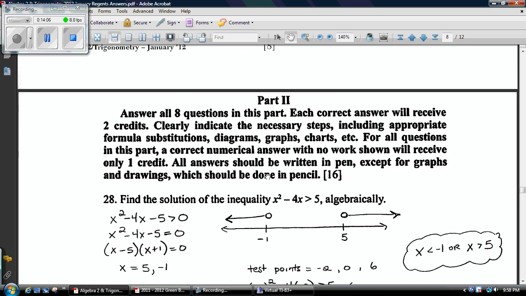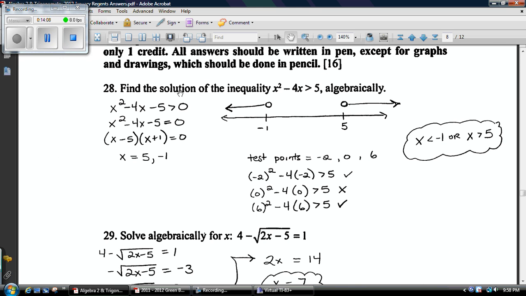On to the short answers. All right. So find the solution of this inequality. Set it equal to 0. Okay. Find our critical values. Solve it. That means -1 and 5 are our critical values. And test points to the left, in the middle, and to the right. If they work, that's where we're shading. That's where our solution sets are. That's our answer.